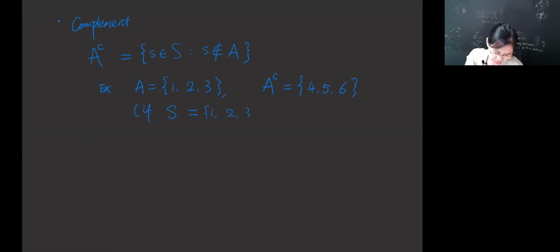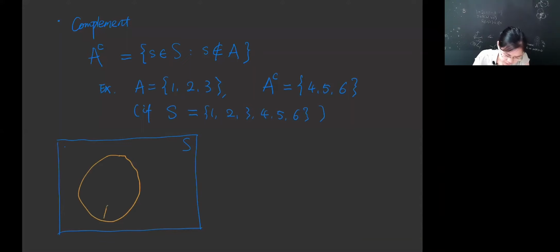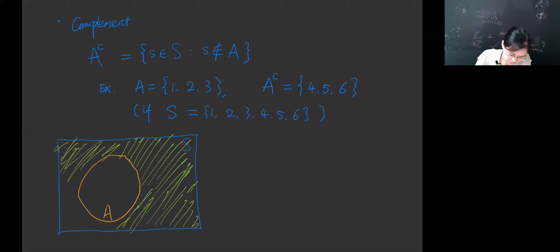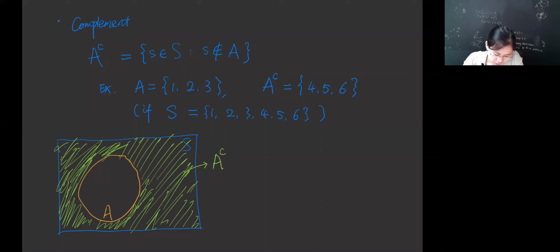That's 1, 2, 3, 4, 5, and 6. Now in Venn diagram, if this is A, then the shaded area that's in S but not in A, all the shaded area outside of A, is A complement. Now it is obvious that clearly the union of A and A complement is the whole sample space S. The union of A and A complement is S.